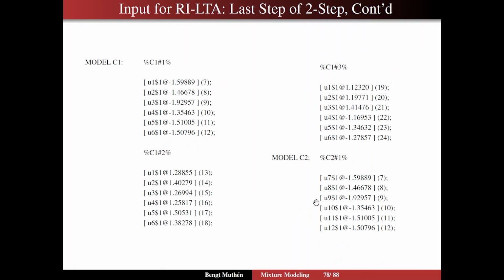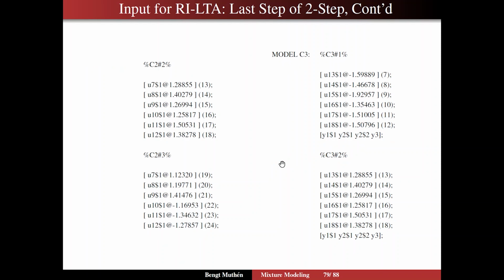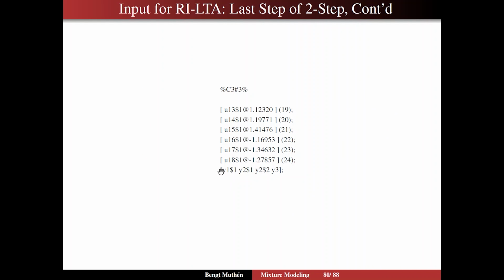And on slide 78, you get the fixed measurement parameters for the U indicators for model C1, model C2, and on slide 79, model C3. And here for model C3, you see the distal outcomes coming into the picture, the thresholds and the mean for the Y1, Y2, and Y3, and continuing to slide 80 for the last class of C3.